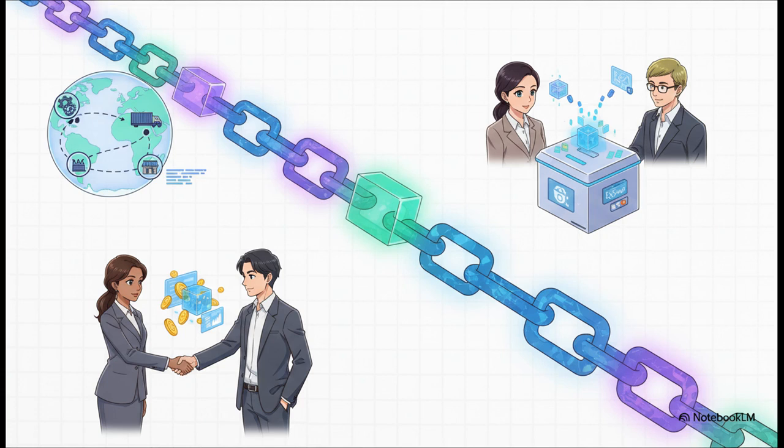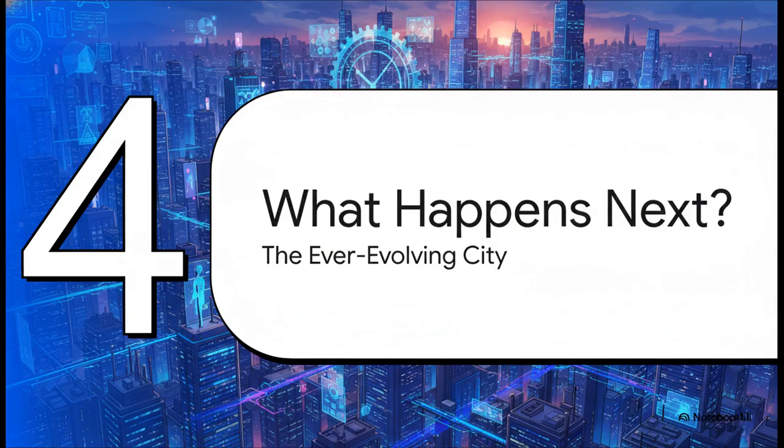Cryptocurrency made blockchain famous, but that's just the first chapter. The real power here is in creating systems built on trust. Think about a supply chain where you can track an item from the farm all the way to your table, or a voting system where every ballot is secure and publicly verifiable. That's the potential.